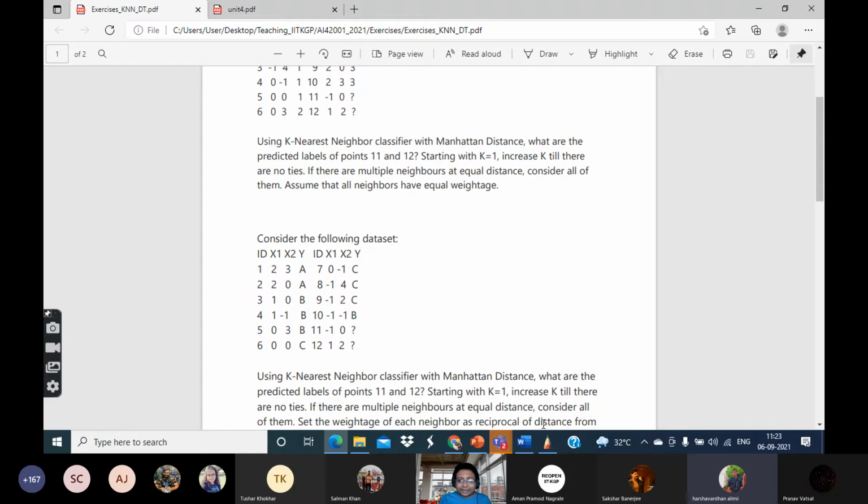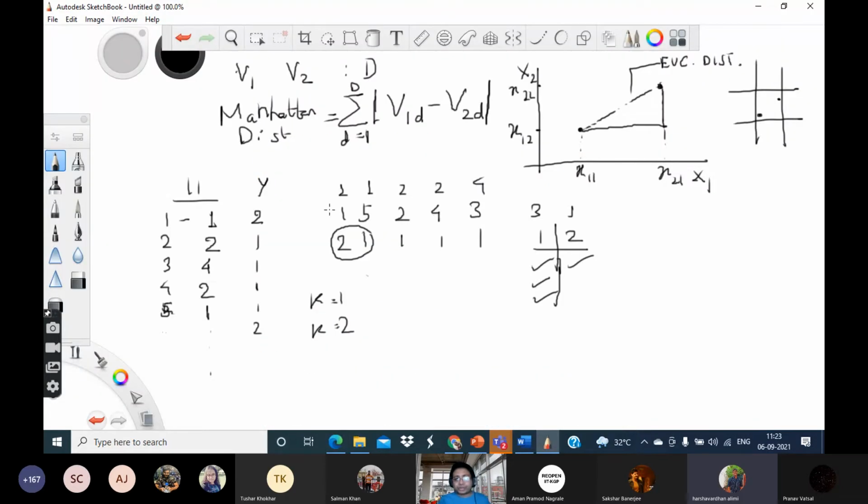I am using this policy that if there are multiple neighbors at equal distance, consider all of them. So in a normal situation, in case of k nearest neighbor, k equal to 1 will mean only one neighbor. But there are 2 neighbors which are at equal distance. So in that case, I am forced to consider both of them.